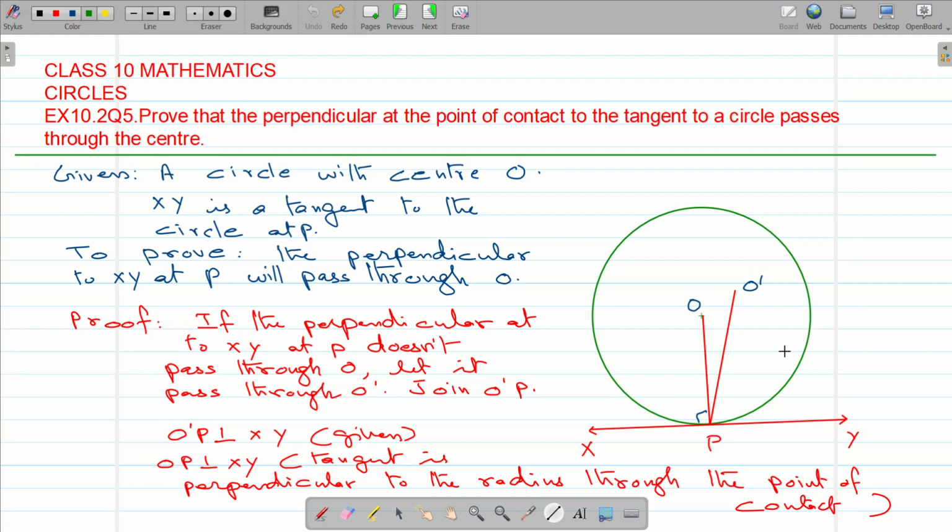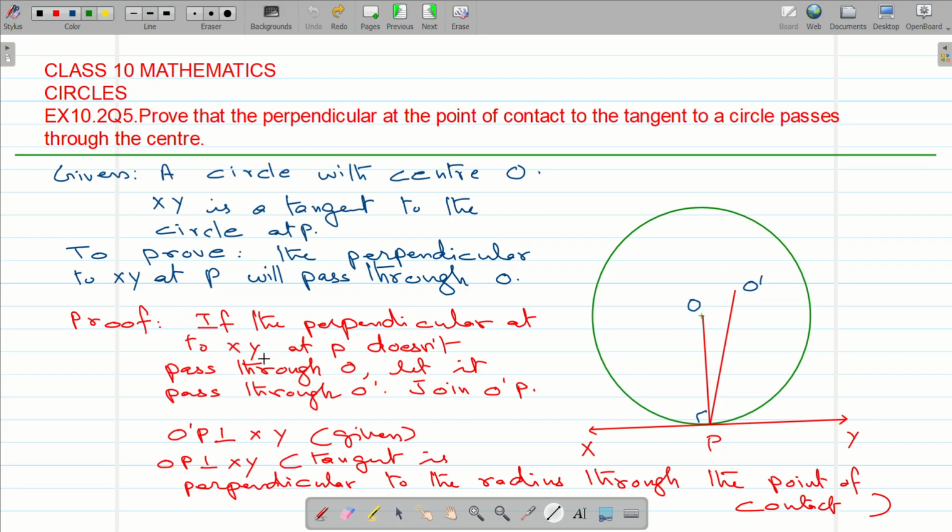We are given a circle with center O. XY is a tangent and P is the point of contact, and through P a perpendicular is drawn, and we have to prove that this perpendicular passes through the center of the circle. XY is a tangent to the circle at P. To prove: the perpendicular to XY at P will pass through the center O.